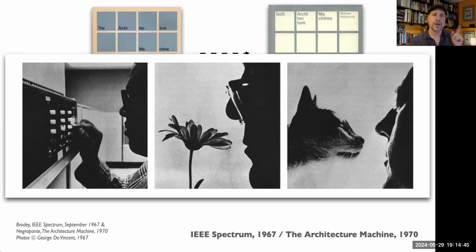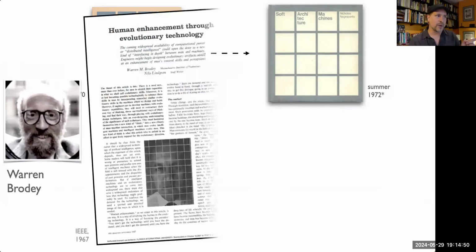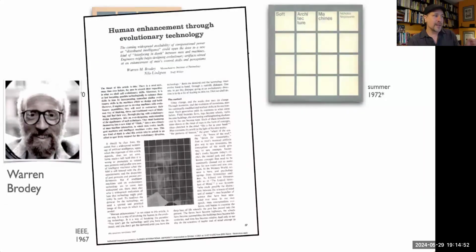But then I realized that the pictures weren't actually by Negroponte. They were published 3 years earlier in another paper by this gentleman, Warren Brodey. Warren Brodey wrote a couple of really interesting articles in the 1960s. This one from IEEE magazine in 1967, Human Enhancement Through Evolutionary Technology, and a follow-up, a couple in the next issue, actually, that are really interesting to read right now because they integrated a lot of very philosophical thinking about what it would be like to have AI, how we should think about AI, and how AI will change the way cities are designed.